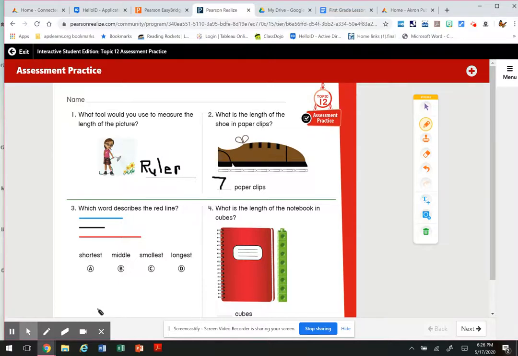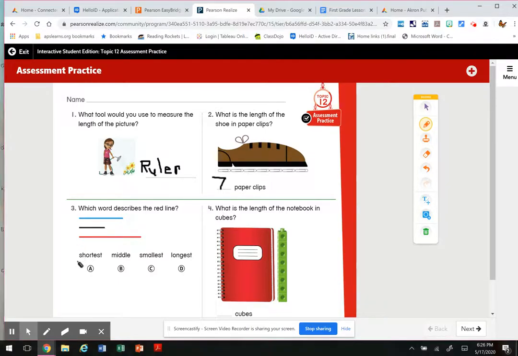Okay, we're rolling right along here. Let's look at question number 3. Number 3 says, which word describes the red line? We used some vocabulary last week with our measurement, and they're using them down here. So let's look at the red line. The red line is all the way down here. And compare it to this line, and compare it to this line, our black and our blue.